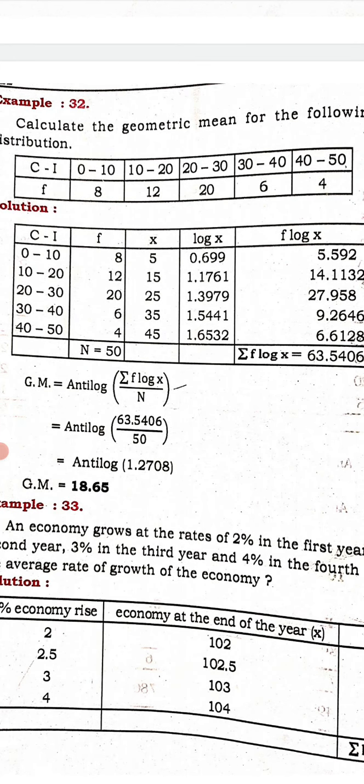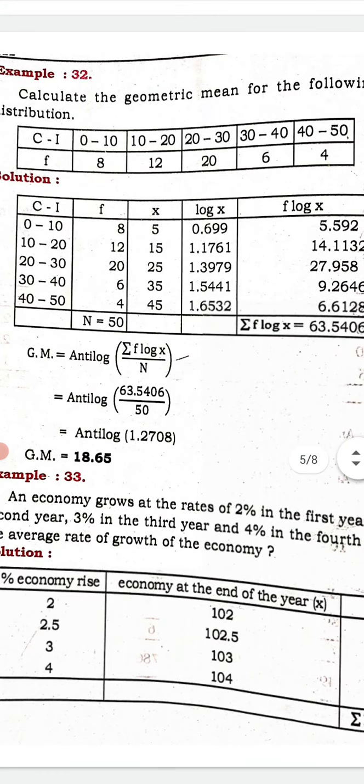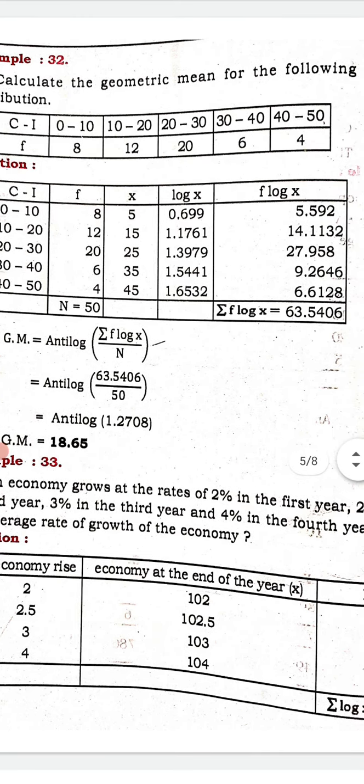Then what is the next step? After completing the log x column, you have to find f log x. F log x means what? F into log x. Now f is 8 and log x is 0.699. 8 into 0.699 is equal to 5.592.